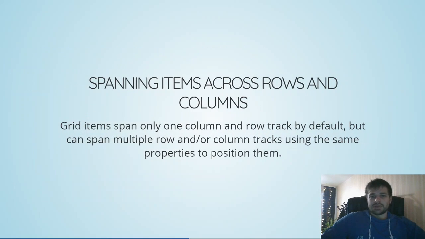Spanning items across rows and columns. Grid items span only 1 column and row track by default, but can span multiple row and column tracks using the same properties to position them.